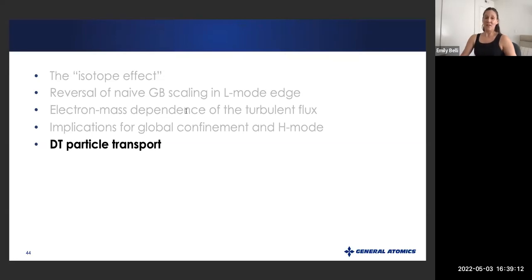So I'm now going to shift focus a little bit and talk about the particle transport. Theoretical studies of the turbulent isotope scaling have historically focused primarily on the energy transport and for a single bulk ion species. But understanding the scaling of the particle transport, particularly for multi-ion plasmas like mixed-DT fusion fuel, is also important for a reactor.